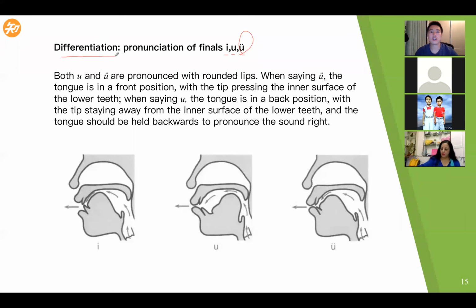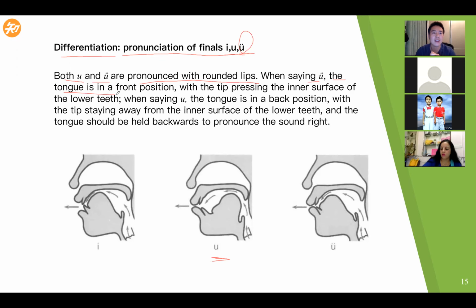The differentiation, the pronunciation of the finals yi, wu, and yu. Both wu and yu are pronounced with rounded lips. So the lips are rounded. It's not difficult, because when you pronounce wu, it is the same as in English. So it's wu, like this, wu. The lips are rounded, right? And yu is also rounded, yu, but pay attention.